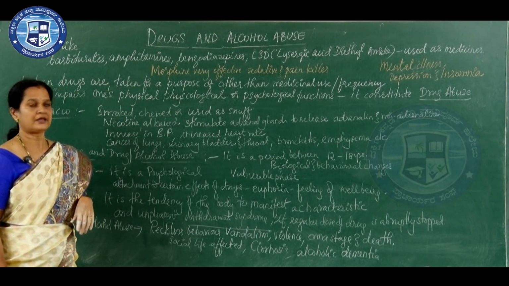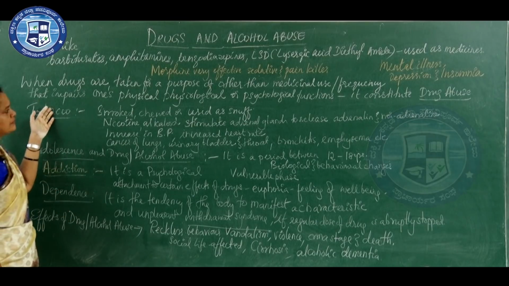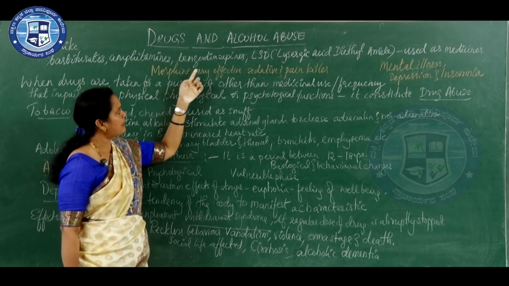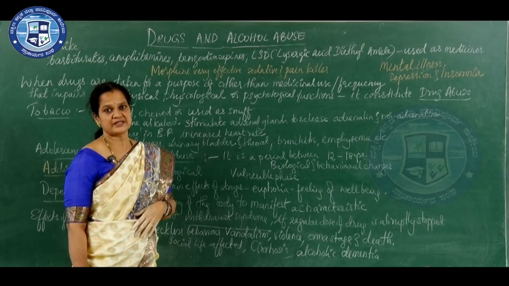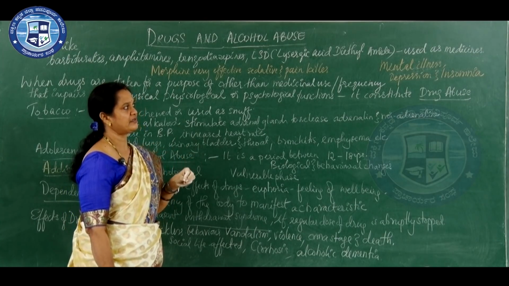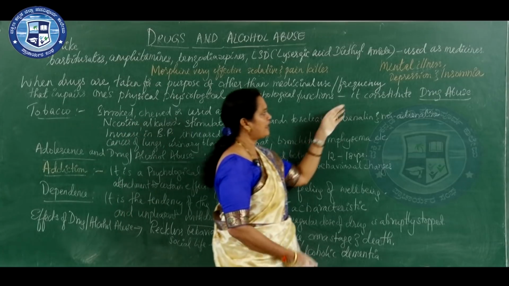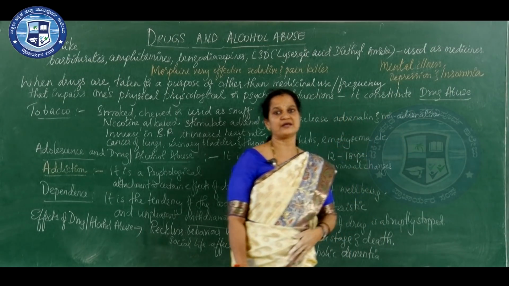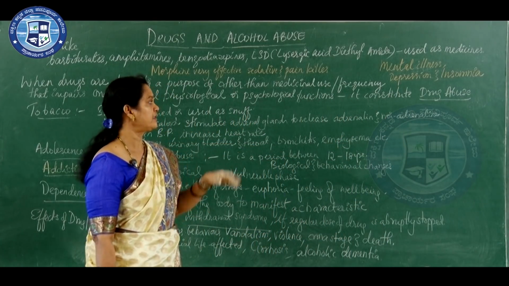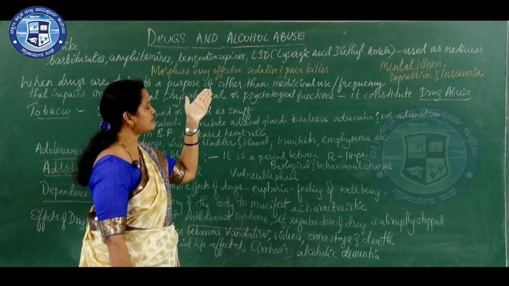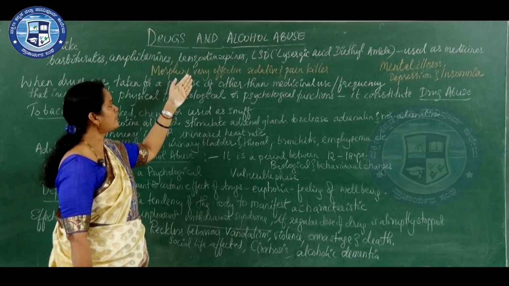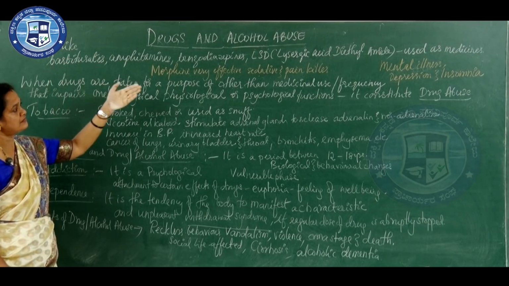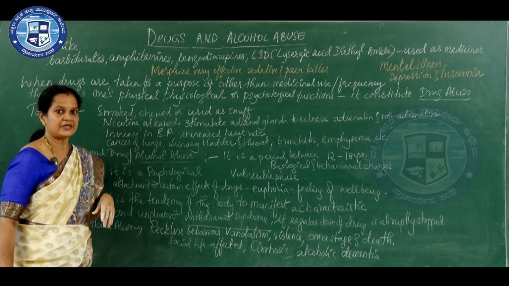Abuse of drugs and alcohol. Here we have already studied that. Drugs like barbiturates, amphetamine and benzodiazepines and LSD, that is lysergic acid diethylamide, are used as medicine, and that is to cure mental illness or depression or insomnia. Insomnia means sleeplessness. To cure all this they use these types of drugs: LSD, benzodiazepines, amphetamines, barbiturates and opioids.